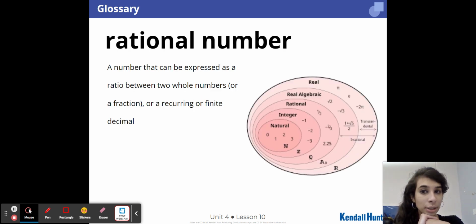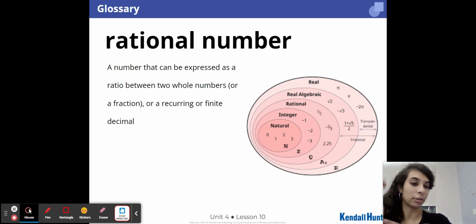A rational number is a number that can be expressed as a ratio between two whole numbers, which is a fraction, right, or a recurring or finite decimal. So our rational values include my natural numbers 0, 1, 2, 3, my integer values -1, -2, -3, and my rational numbers 1/2, -2/3, 2.25, 7.75. So it includes my fractional values as well.